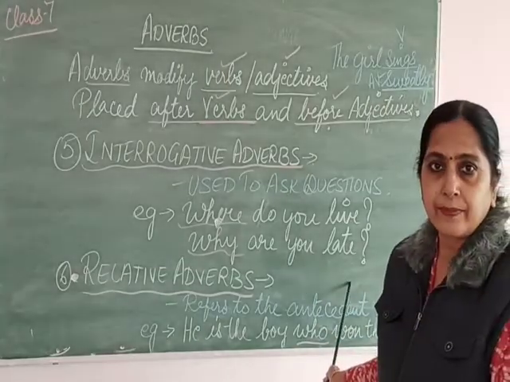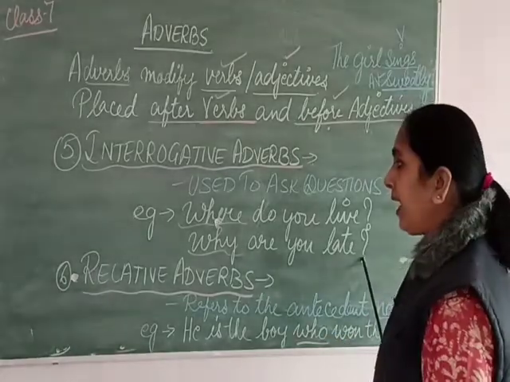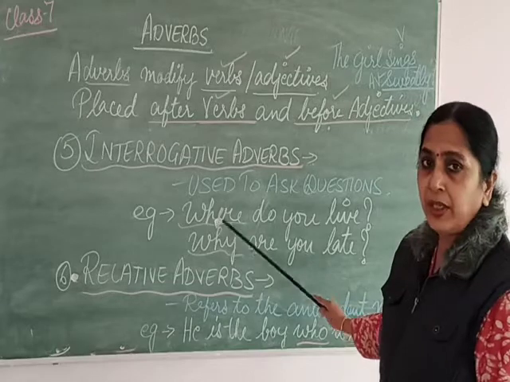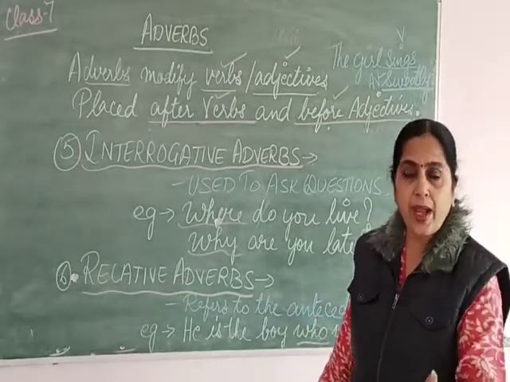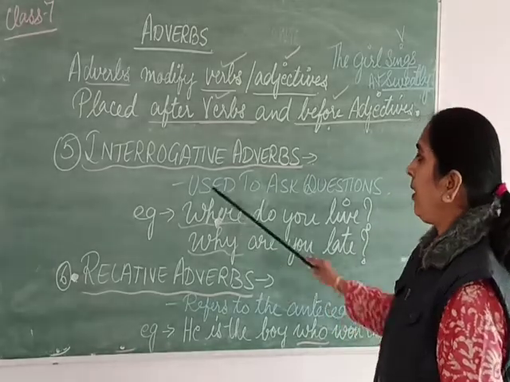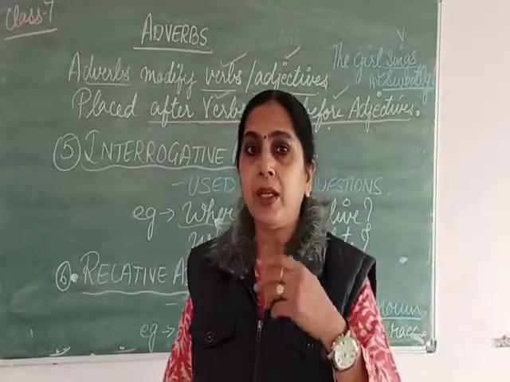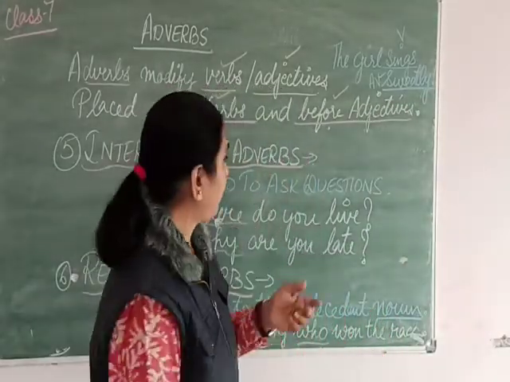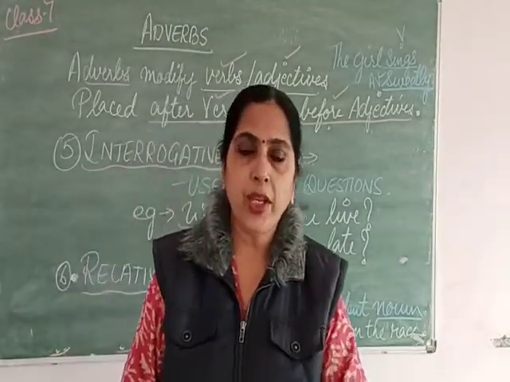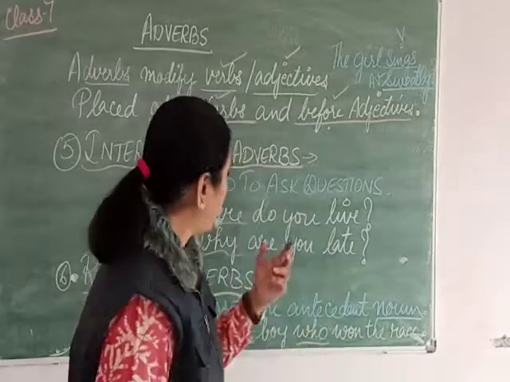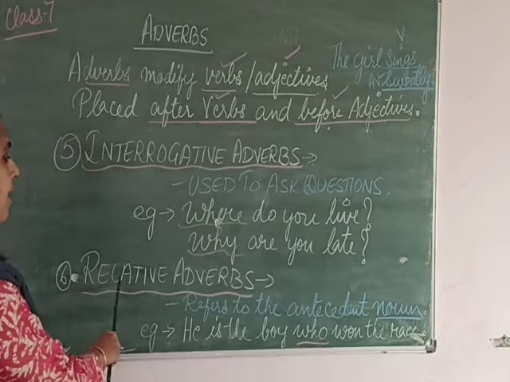Why are you late? It is questioning an action being done. So where and why, these two words, and also when, how, what, which, are all interrogative adverbs. So do you understand? Interrogative adverbs are used to ask a question. Where, when, which, how. They are the interrogative adverbs. Next is the sixth type, relative adverbs.